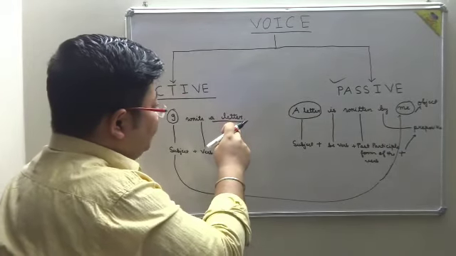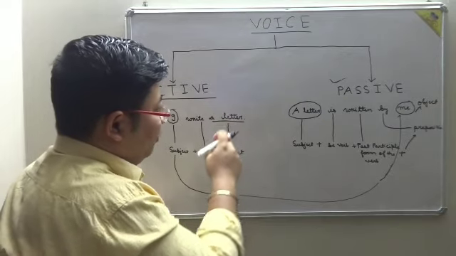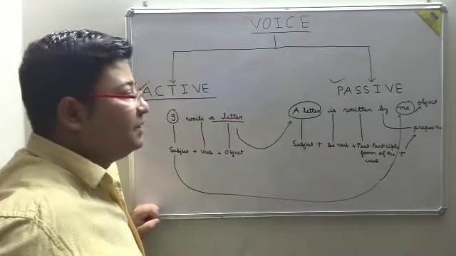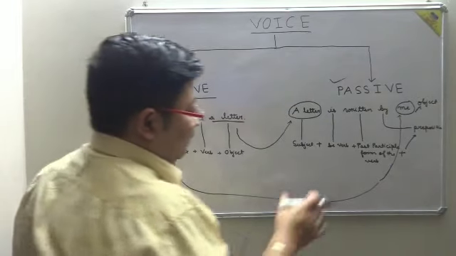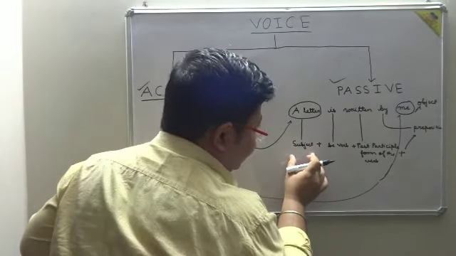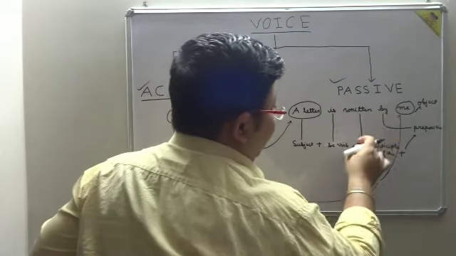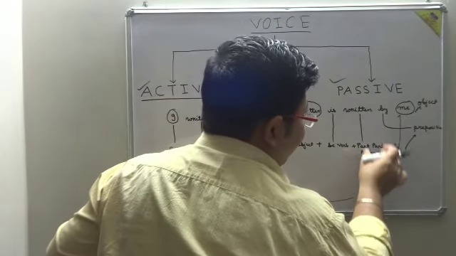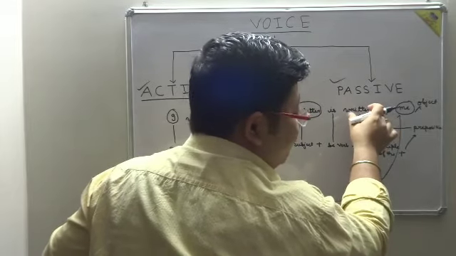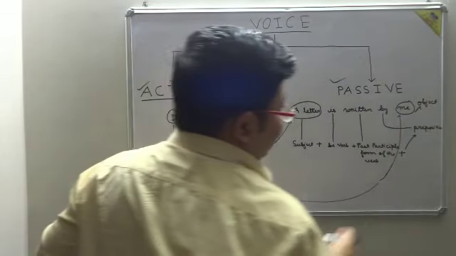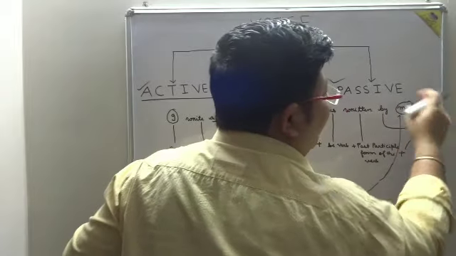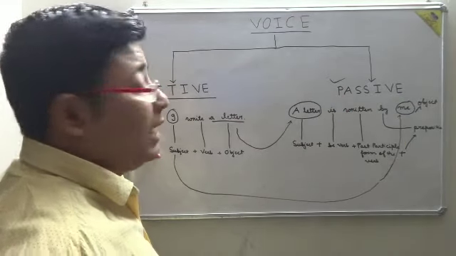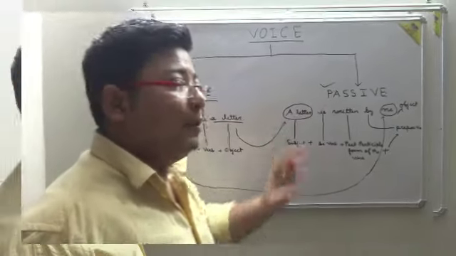Now, the object in the active voice is changed to subject in the passive voice. And the formation is like that: subject plus be verb plus the past participle form of the verb. Here the verb is write, so I have written this the past participle form. Okay, then the preposition and then the object. This is the conversion of an active voice into passive voice.